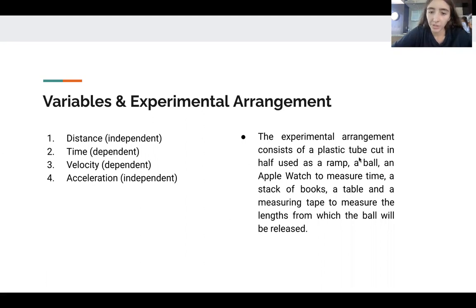Now, the experimental arrangement consists of a plastic tube cut in half, which is used as a ramp, a ball, an Apple Watch to measure the time, a stack of books, a table, and a measuring tape to measure the length from which the ball will be released. And these heights and lengths will change the slope, and therefore it will affect the initial velocity the object has.